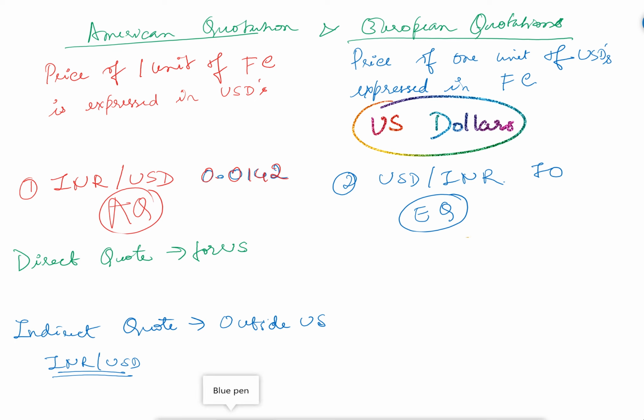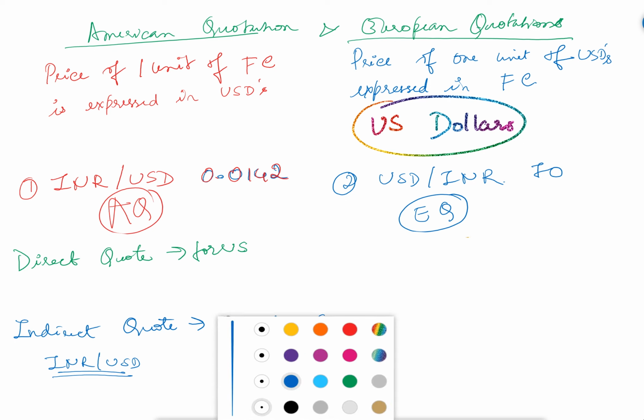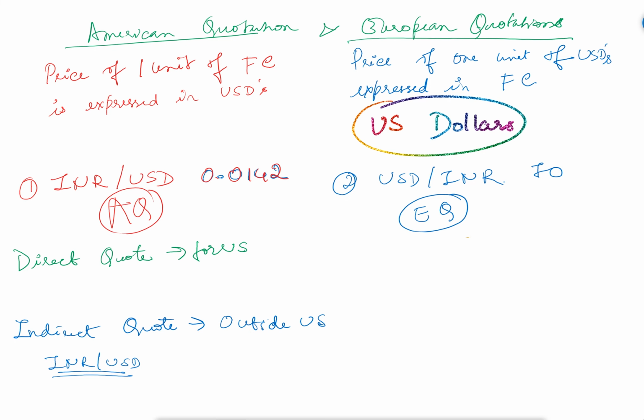Therefore, any American quotation is always an indirect quote outside US, and it is a direct quote in the US. Similarly, when we discuss European quotation, a European quote is always an indirect quote for US, and for outside US it is a direct quote. It will be a direct quote outside US.